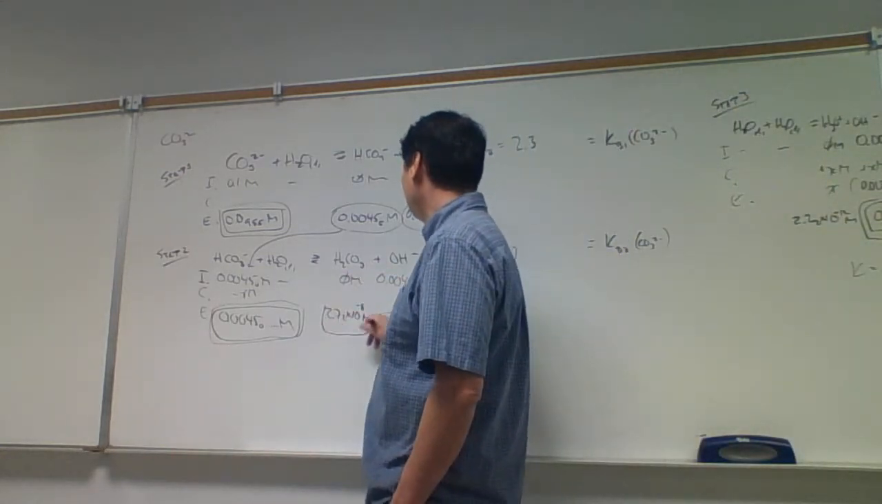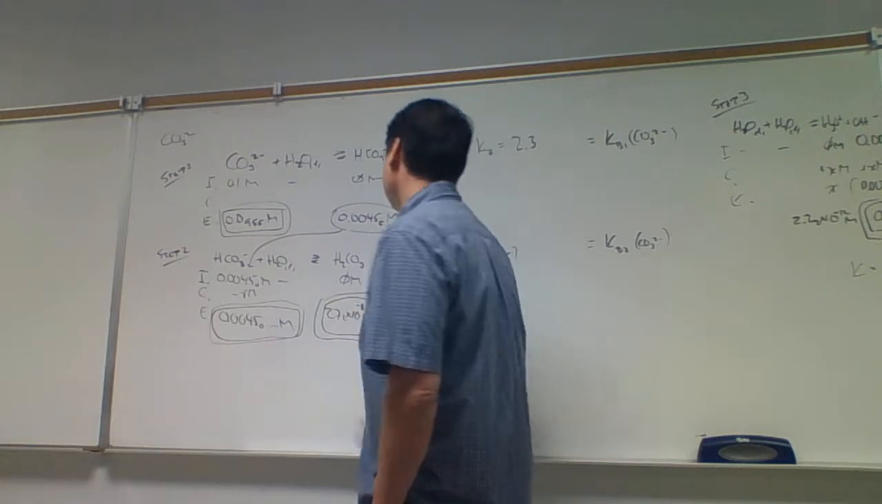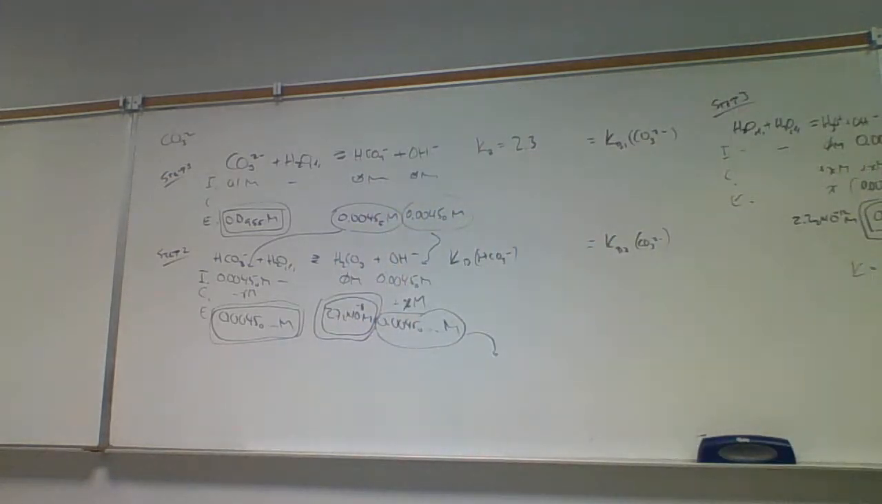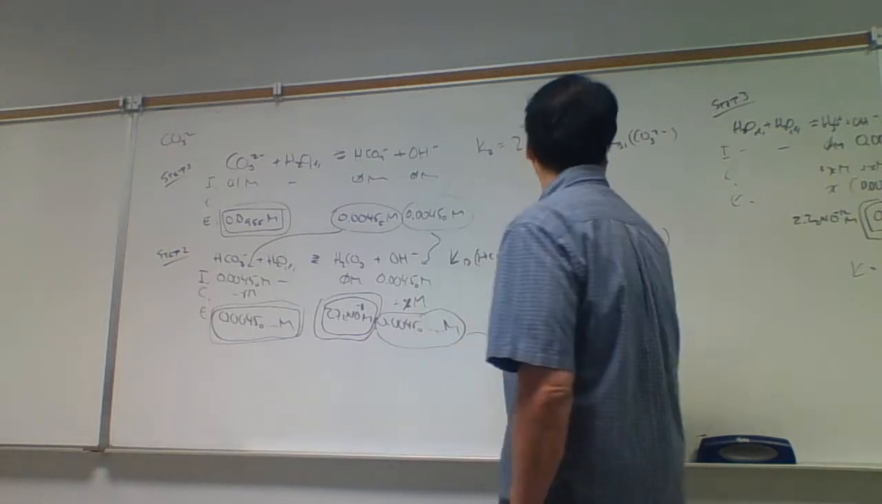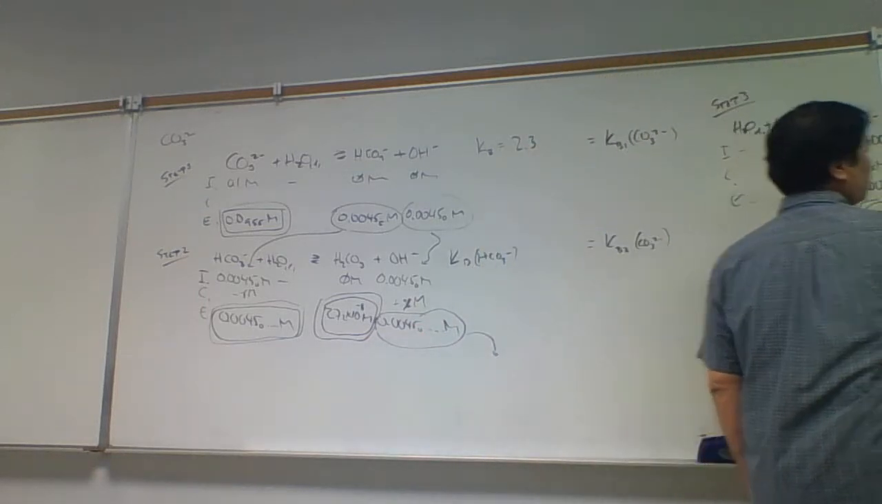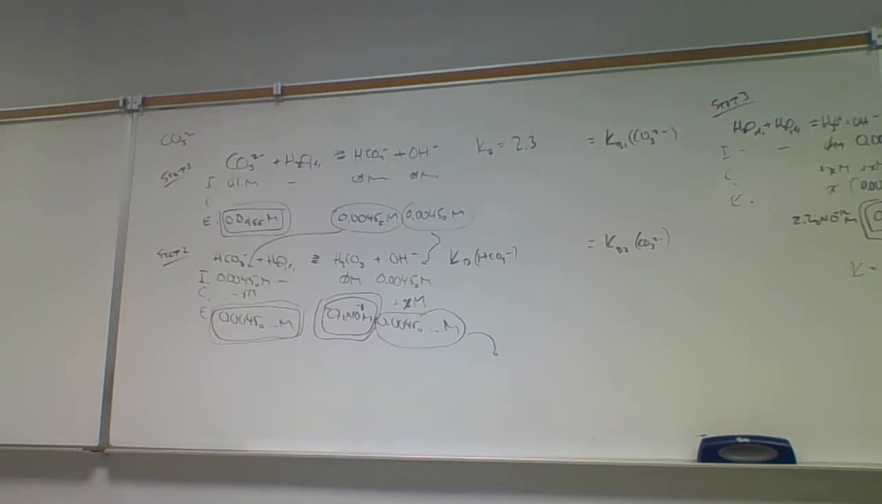Carbonic acid ends here. You're going to have a little bit of carbonic acid, 2.72 times 10 to the minus 8 molar. Hydroxide doesn't end here. Hydroxide continues on into this step. So hydroxide ends here. So the total hydroxide, adding up all 3 steps, is going to be 0.00450 molar. It's just going to be a hair above that. And so the bicarbonate will be a hair below, hydroxide will be a hair above.